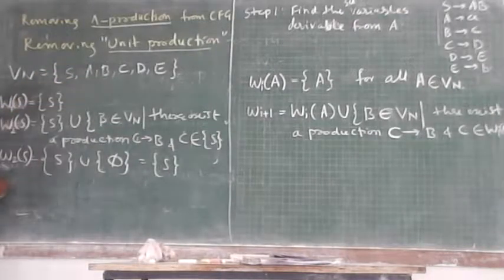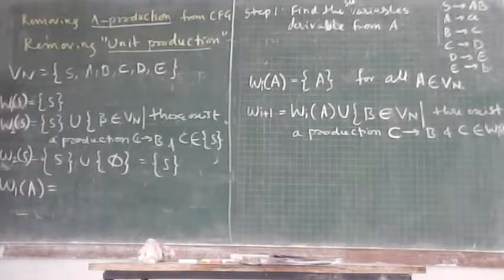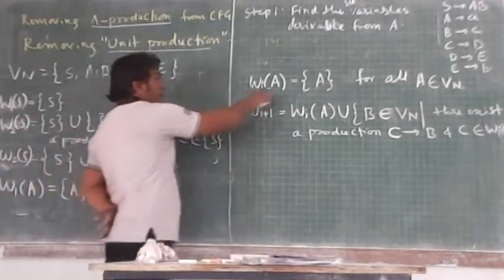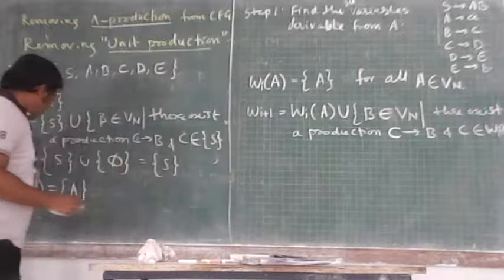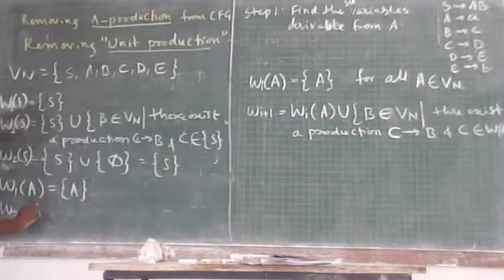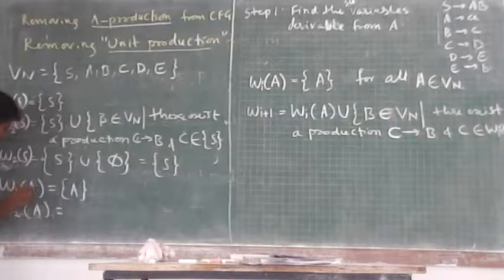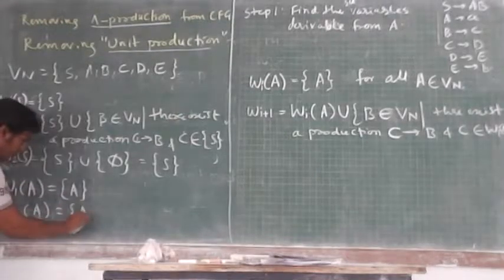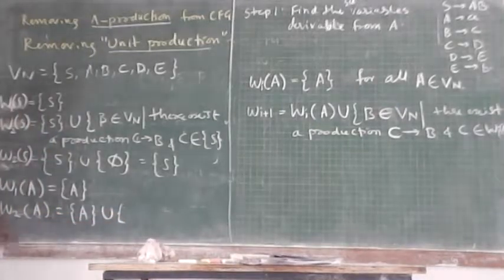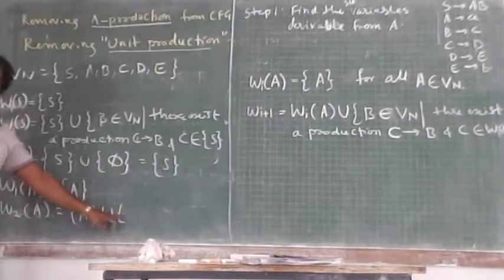Go for calculating the same thing for the next variable, that is A. So calculate the working set for A, that is I can say W1A. W1A will always have A as per the first step. Okay, calculate W2A. W2A is W1A, that is equal to A, union. What is the next step? Next new productions. What new variables can we add here?